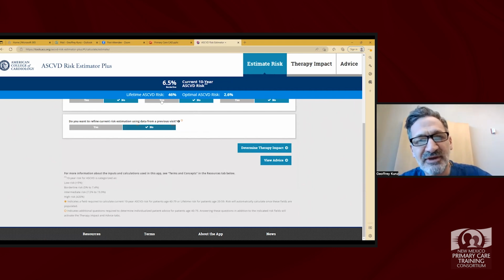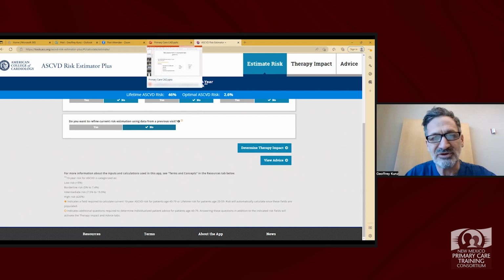My lifetime risk of having a cardiovascular event is 46%, which is kind of frighteningly high. And my optimal risk, if all preventative measures were instituted, would be 2.6%. So that gives you a place to start with your patients. And it gives you a way to target your therapies and what you're recommending to your individual patient.